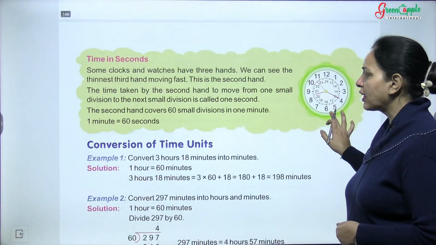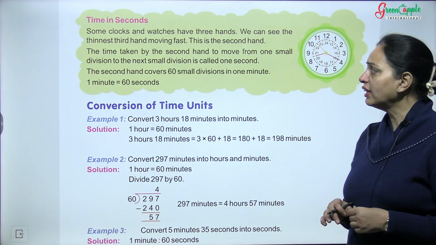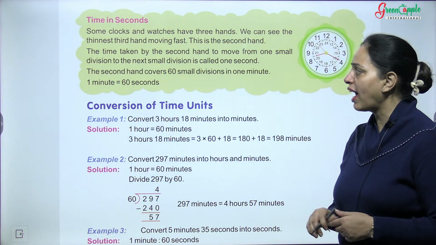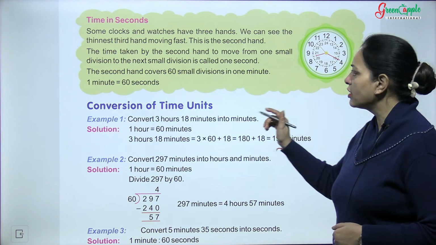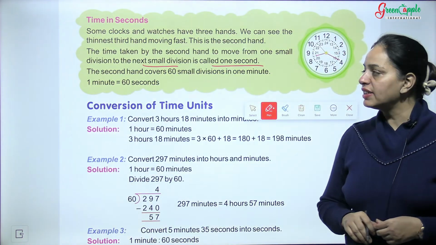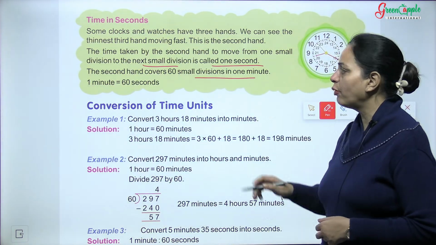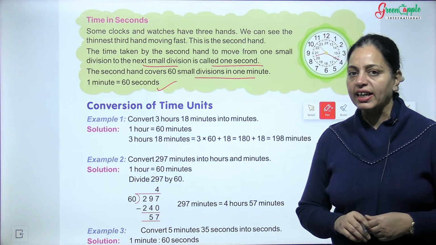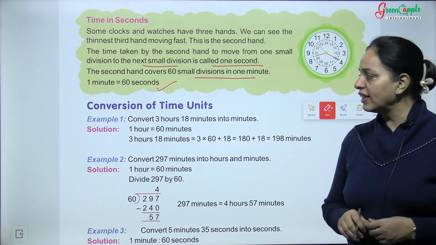Now time in seconds. Some clocks and watches have 3 hands. We can see the thinnest third hand moving fast. This is the second hand. The time taken by the second hand to move from one small division to the next small division is called 1 second. The second hand covers 60 small divisions in 1 minute. So 1 minute equals 60 seconds. You can see this one is the second hand, the thinnest one.